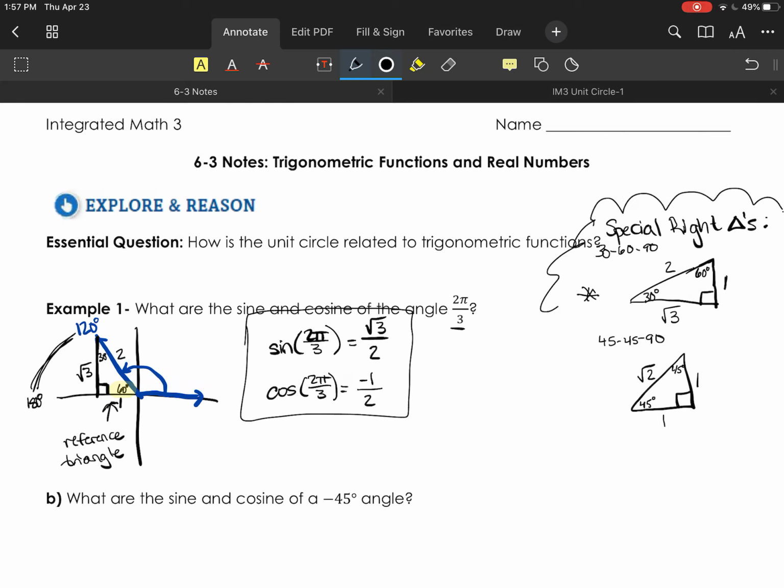So once you get the special right triangles down, I'm going to draw a little cloud around this because this is very, very important information. Once you get those special right triangles down, the rest is easy breezy.